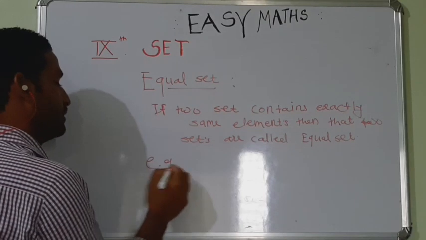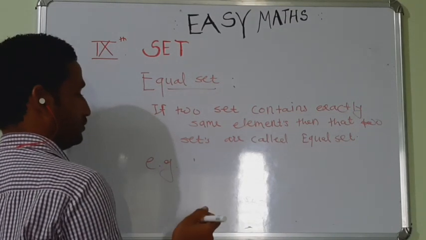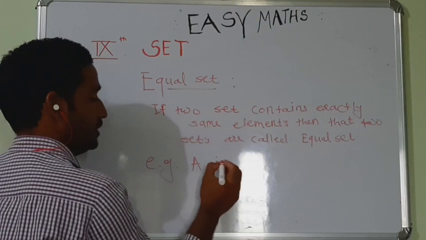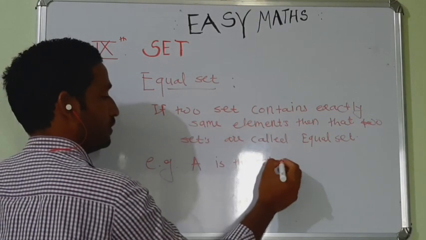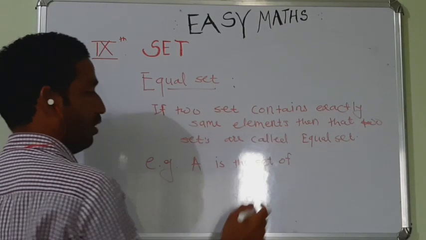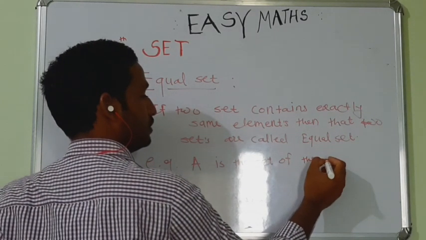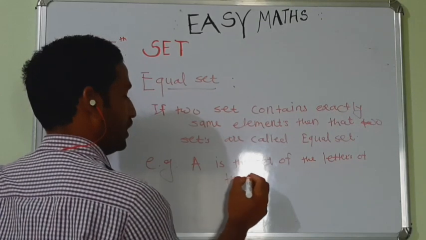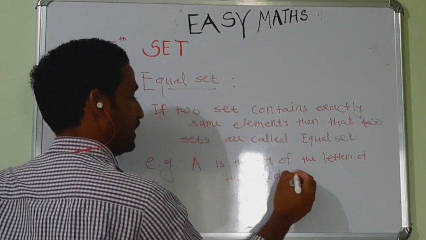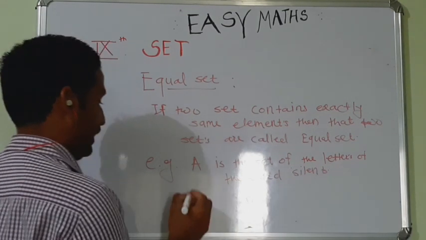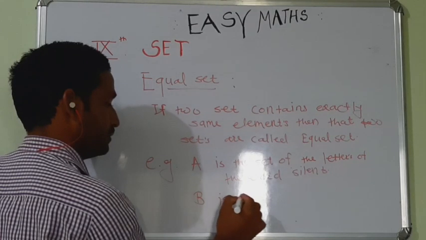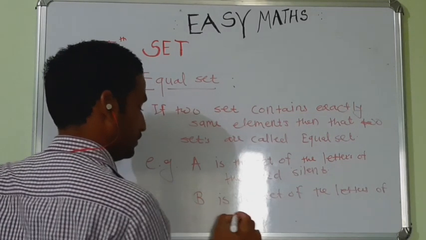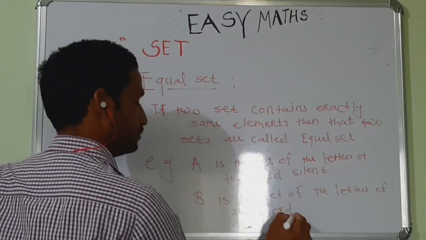And the example is: A is the set of the letters of the word silent, and B is the set of the letters of the word listen.